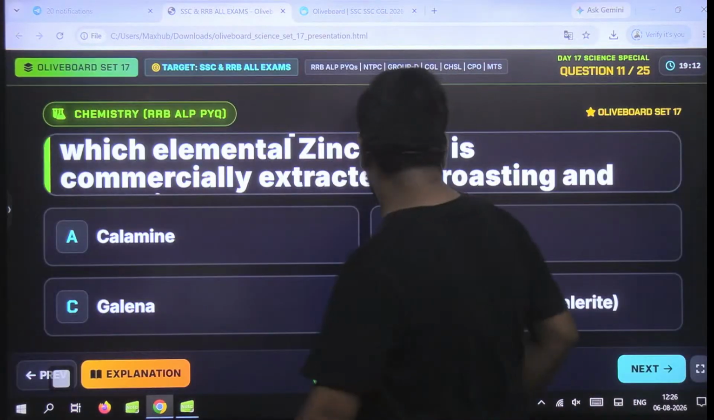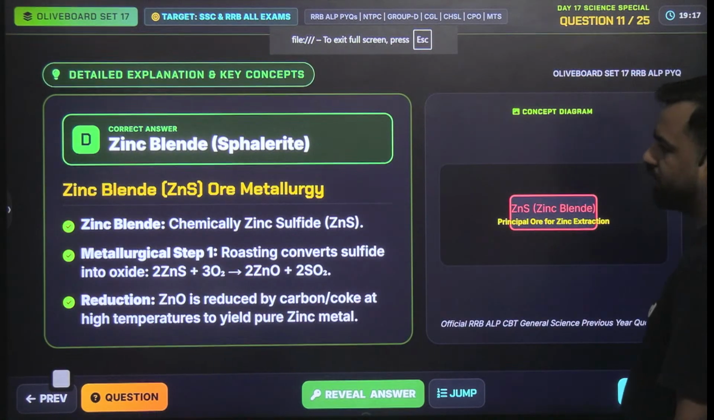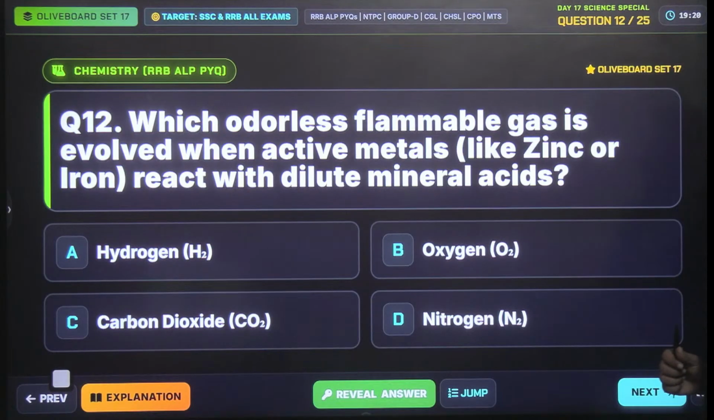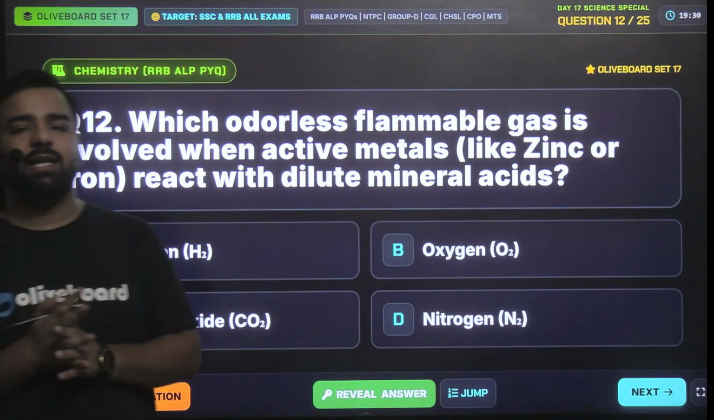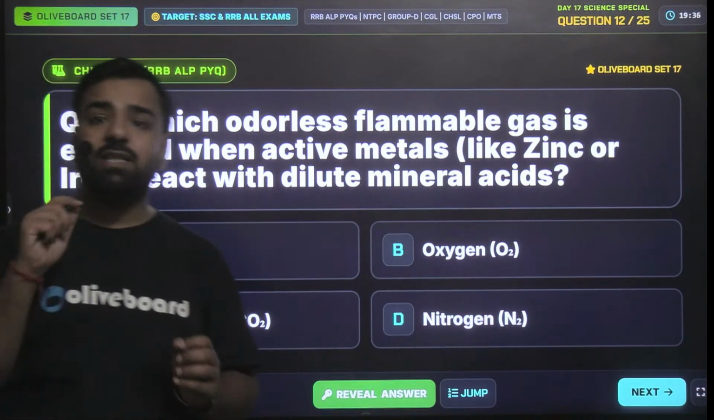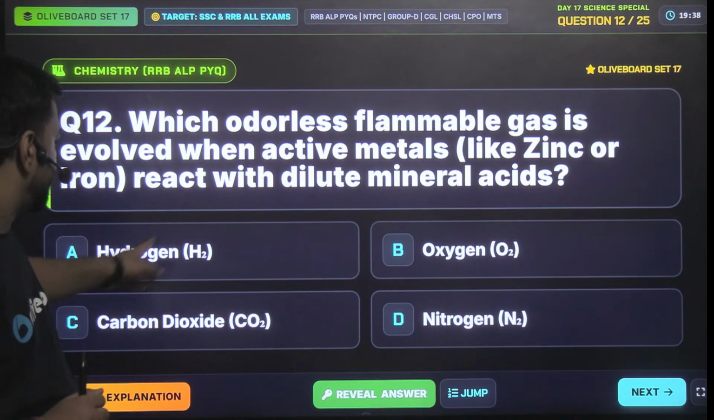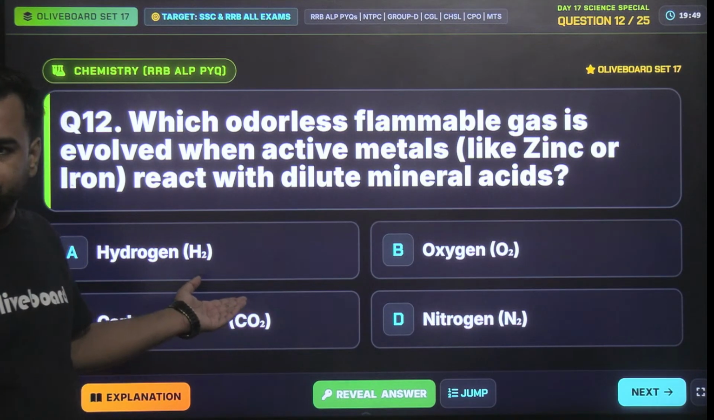So again, coming back to our point. Here zinc blend, that is option number D, was the correct answer. Next, which odorless flammable gas is evolved when active metals like zinc or iron react with dilute mineral acids? This is a question from the metals, non-metals and alloys chapter. We know whenever a metal reacts with a dilute acid, it always evolves hydrogen gas. In this case, hydrogen is present in option number A, so the correct answer is option number A, right?